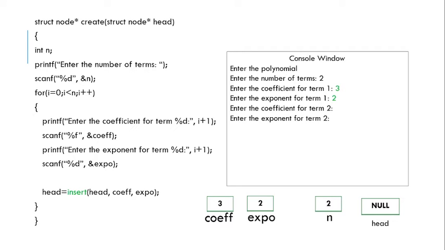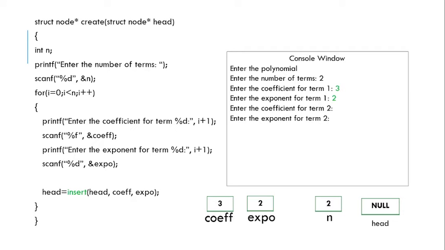So the insert function has three arguments: the head, coefficient and exponent. Head is the pointer to the first node of the linked list. We have to pass that pointer because we need to append new terms to that linked list. And after creating the new linked list, we will return it. So when we are returning the head pointer, we are returning the information of the complete linked list. So the return value of this function is the head pointer.